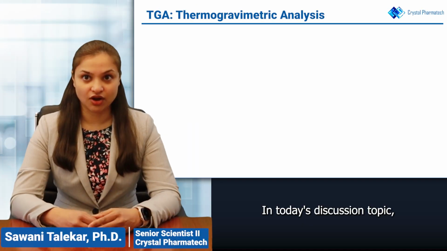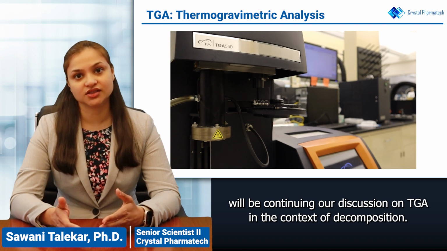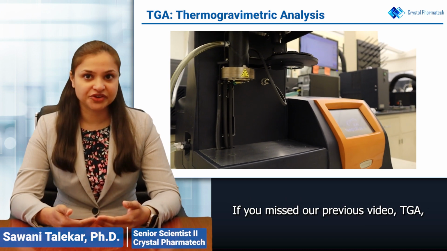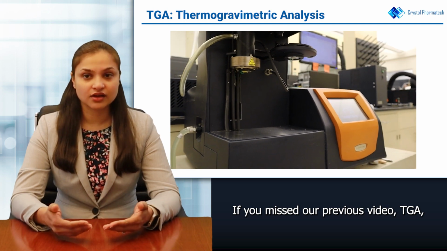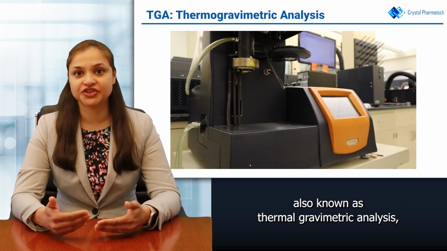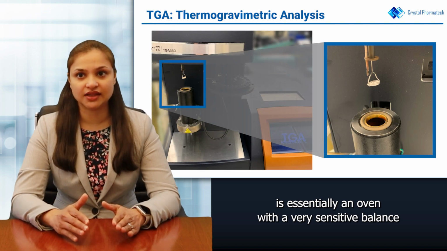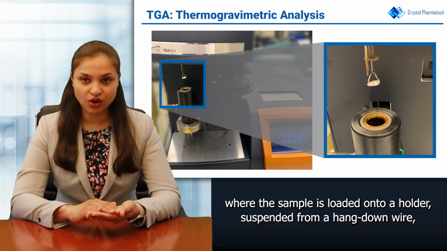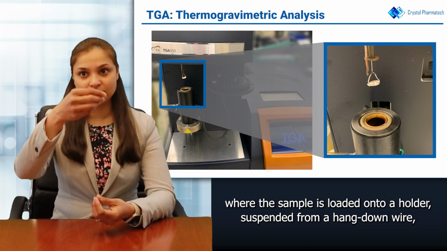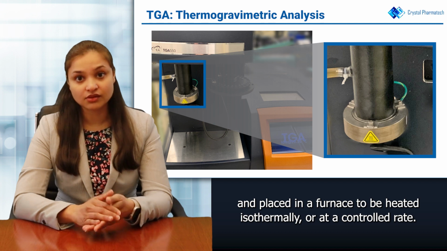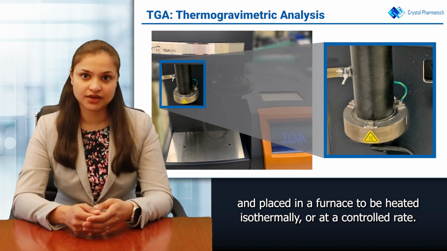In today's discussion topic, we will be continuing our discussion on TGA in the context of decomposition. If you missed our previous video, TGA, also known as thermogravimetric analysis, is essentially an oven with a very sensitive balance, where the sample is loaded onto a holder, suspended from a hang-down wire, and placed in a furnace to be heated isothermally, or at a controlled rate.